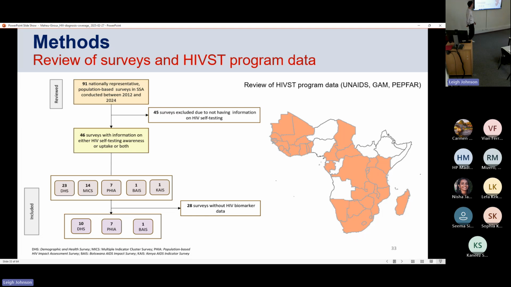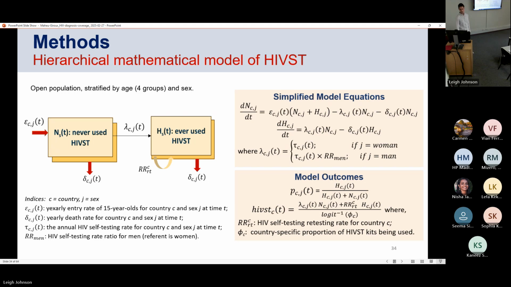So we reviewed all surveys that have population data. In total, we have 46 surveys with information that we included. And we also reviewed program data on the number of HIV self-tests that are being distributed. For that, we looked at the Spectrum file in UNAIDS, but not all countries use it. But it's also reported to GAM, so we looked at GAM or otherwise PEPFAR to come up with the most years of data that we have for HIV self-testing.